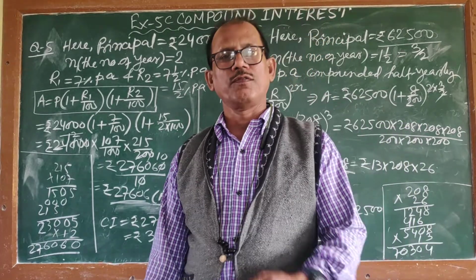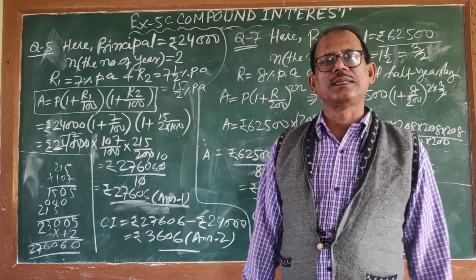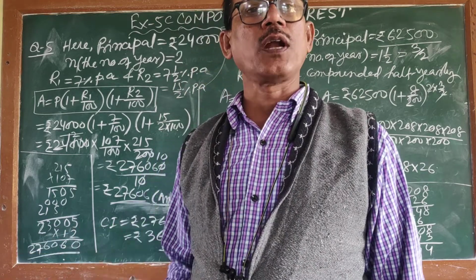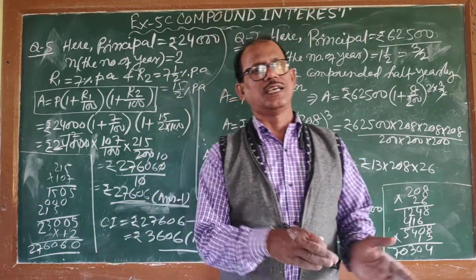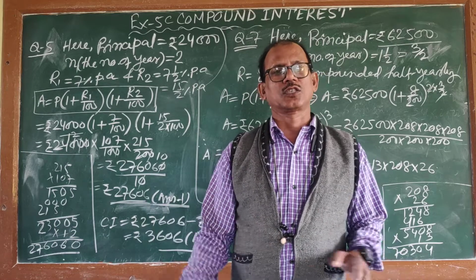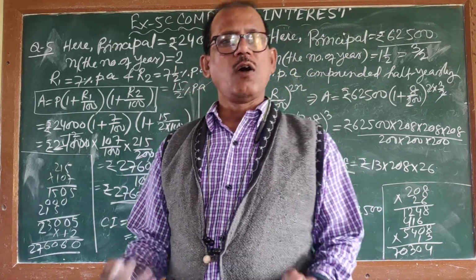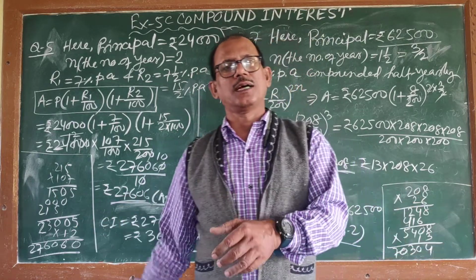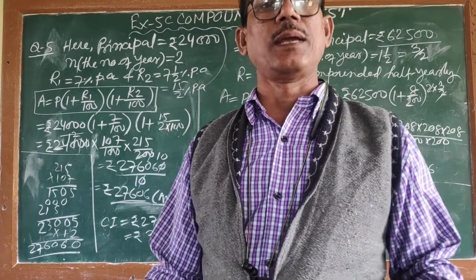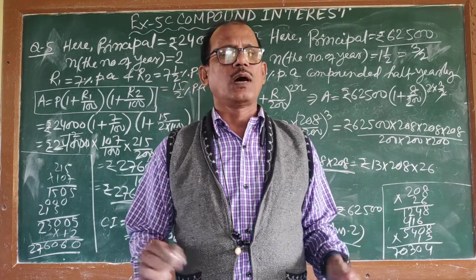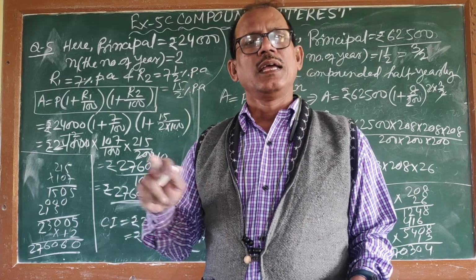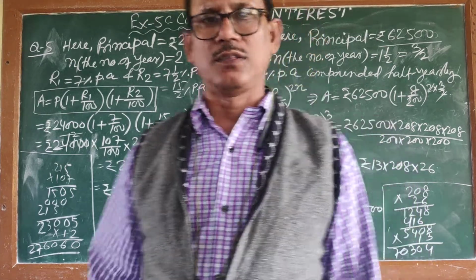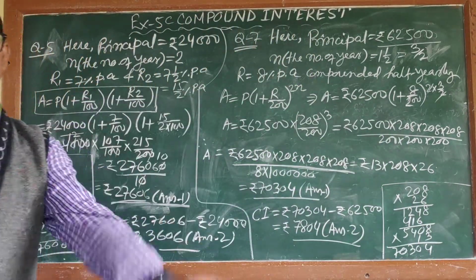Similarly, when it is compounded quarterly, A = P into (1 + R/400) to the power 4n, because each year consists of 4 quarters. Now, when the rate percent changes every year, then A = P into (1 + R1/100) into (1 + R2/100) into (1 + R3/100), like this. Let us solve some sums and implement all those formulas.